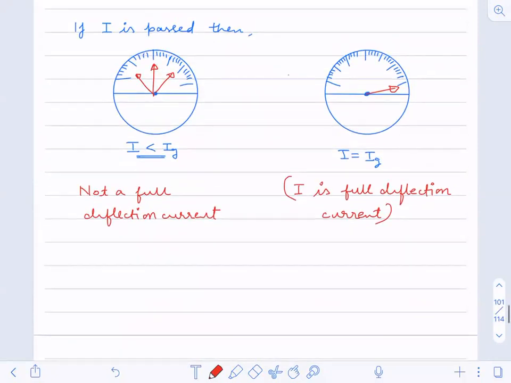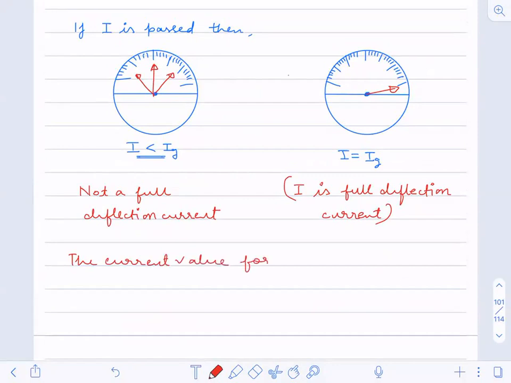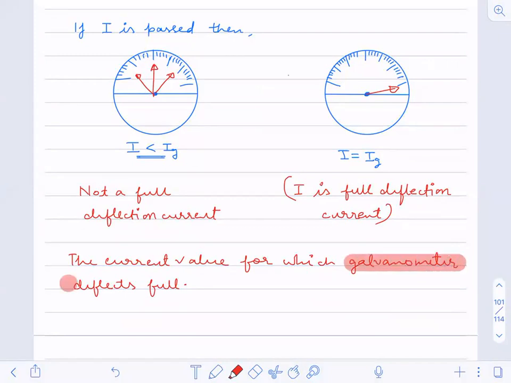I can say that it is the current value for which the galvanometer deflects full. Okay, deflects full. So this is important. Galvanometer deflects full. So that current will be called the full deflection current.